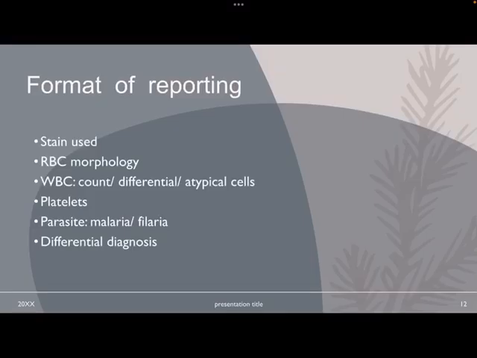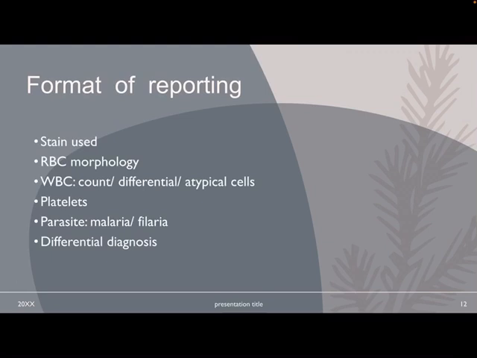So, hemat slides, how do you approach? First you have to write the stain used, and then you write about the RBC morphology: whether it is normocytic, normoblastic, or microcytic, or whether there is any sickle cell or abnormal cells, bite cells, target cells, and schistocytes. Whatever you see, you have to write. Then tell about the WBC, whether the count is increased or decreased, and the differential: increased lymphocytes, blasts, or neutrophilic population. If there is any atypical cell, tell about that, especially the blast.